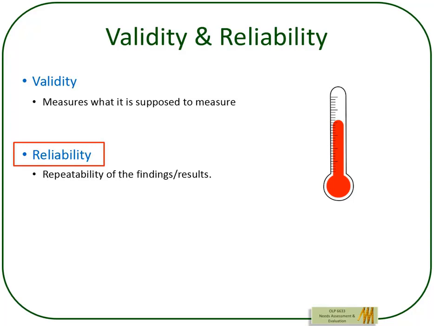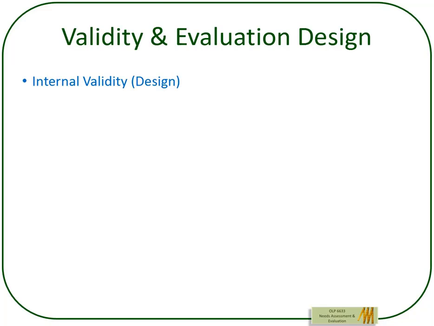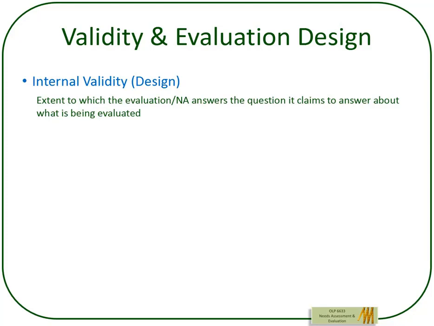Now we're going to talk a little bit more about validity and reliability when we start talking about putting together your instruments, but for now we're going to be talking about validity and evaluation design, because that's what was covered in this chapter. So the first thing the authors cover in this chapter is internal validity. And internal validity is the extent to which the evaluation or the needs assessment answers the question that it says it's going to answer about what's being evaluated.